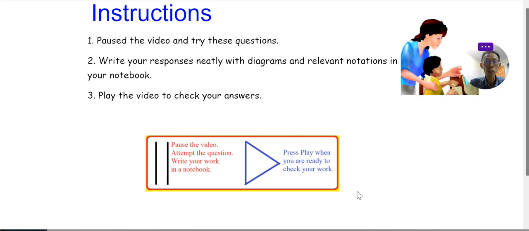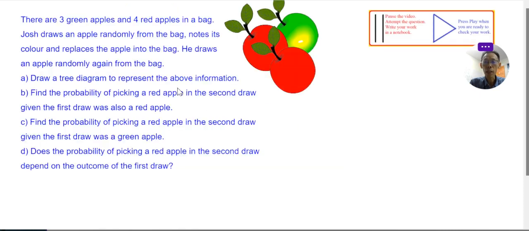As usual, when you see this particular symbol, it means that you can pause the video and attempt the question, write your responses neatly with diagrams and relevant notations in your notebook, and press play when you're ready to check your answers. Okay, so here's the first question.